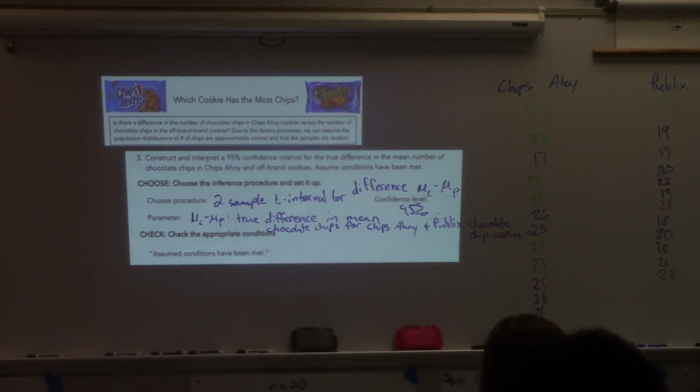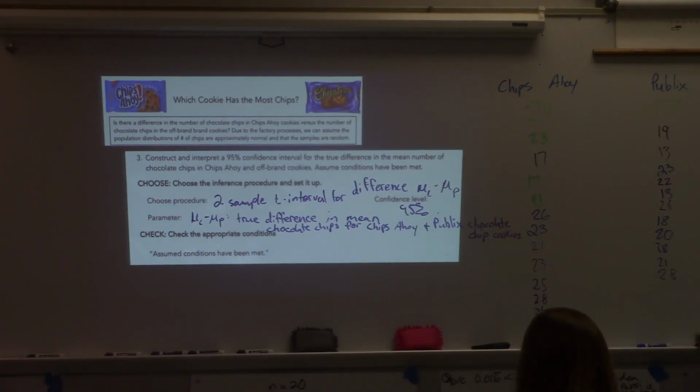It says assume conditions have been met. What would the conditions be? Normality. Random. So random, is it safe to assume that those boxes of cookies are random cookies, representative of the population? Yes, probably. Is it safe to assume that the 12 and 12 is less than 10% of all chocolate chip cookies for each? Yes, definitely more than 120 of each of those cookies out there. Is it safe to assume the population is approximately normal? Wait, what's the population? The number of chocolate chips in a cookie? It's not safe.